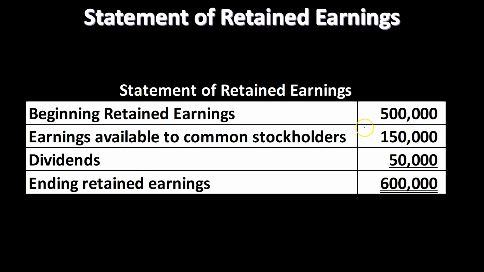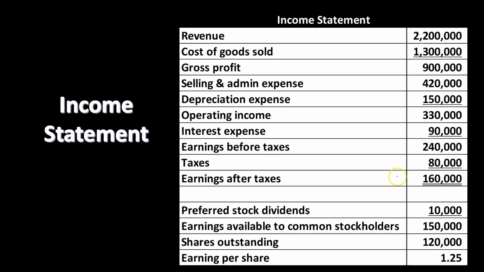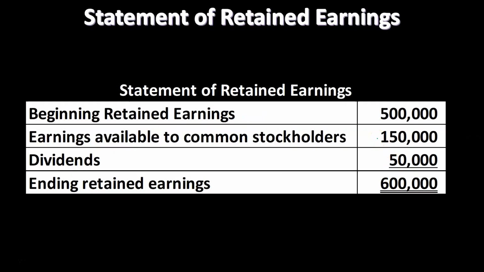Then you're going to take the earnings available to the common stockholder, or what was on the income statement, basically the net income, but then we had to take out the preferred stock. So the earnings available to the common stockholders, the 150. So basically the income statement amount. That's how much the value of the balance sheet went up. The book value, meaning the equity section of the balance sheet, went up by that much.